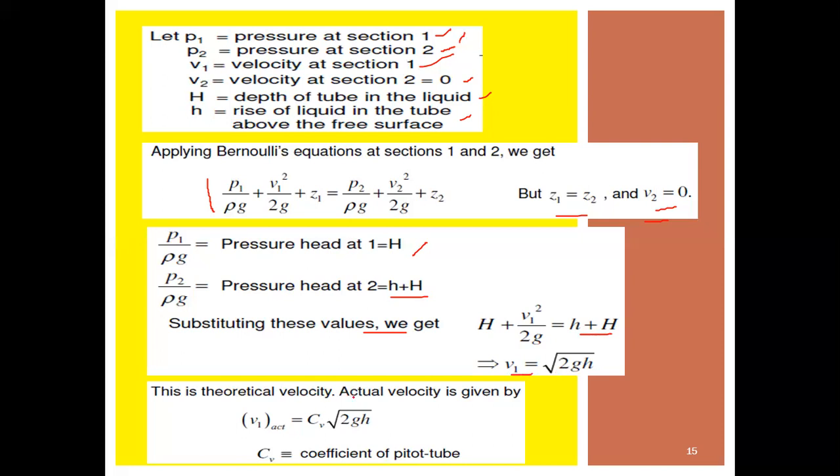This is the theoretical velocity. The actual velocity is given by V actual is equal to Cv into root 2g h, where Cv is the coefficient of the Pitot tube. So hope you understood. So this is the theoretical value, and this is the actual velocity. Now we'll do some problems.